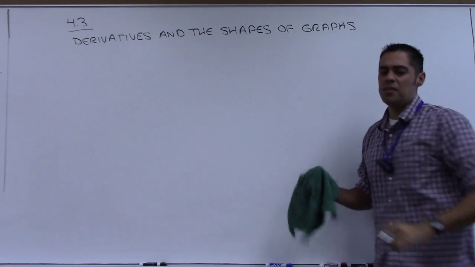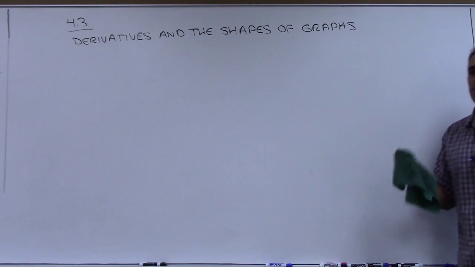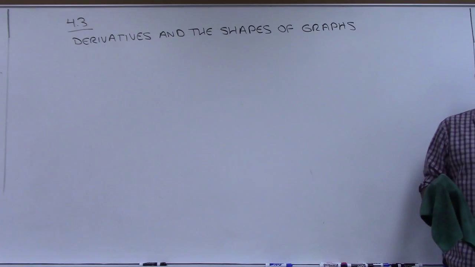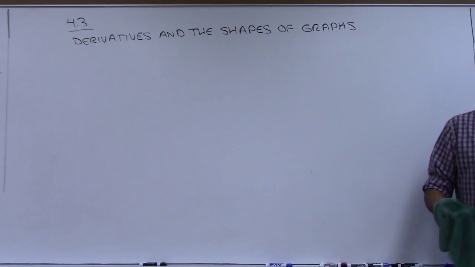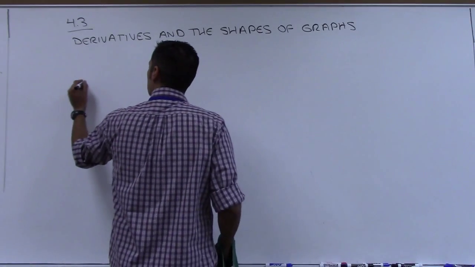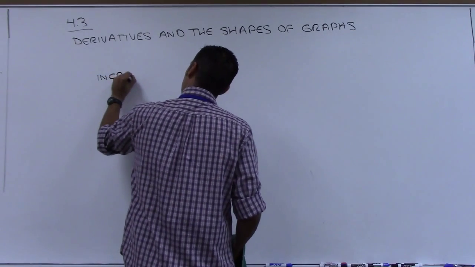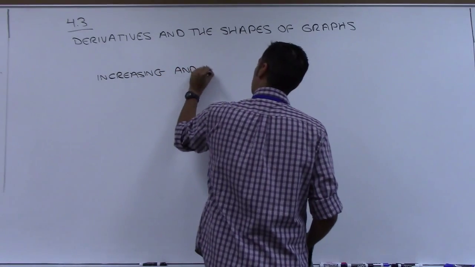What we're going to see here is that the first derivative of a function tells us a lot about what a function looks like. But the second derivative also adds more detail to our picture. So the first thing here is the definition for increasing and decreasing.